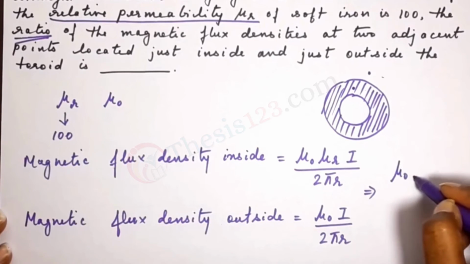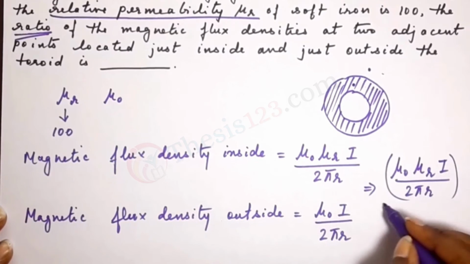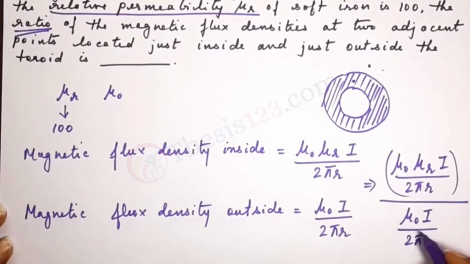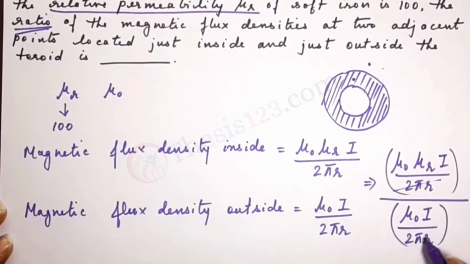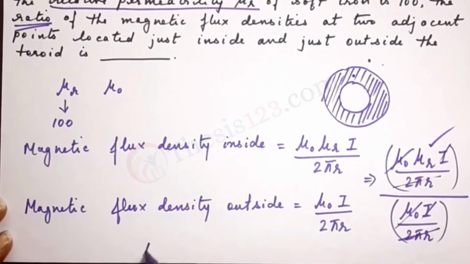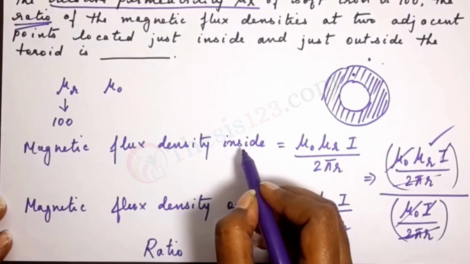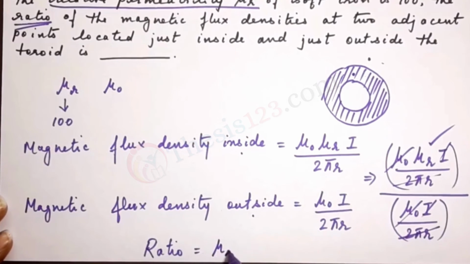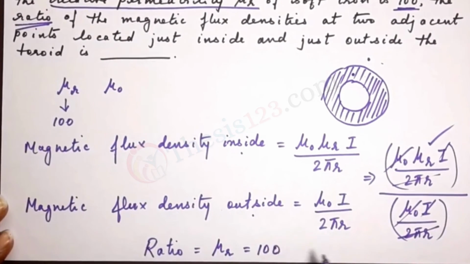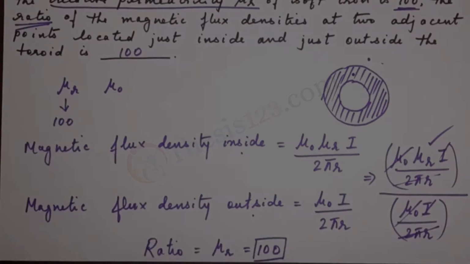Right? Let me write that down here. So that's mu naught, mu r I divided by 2 pi r, divided by mu naught I by 2 pi r. So the denominators go off, mu naught I as well. So we are left with mu r. So the ratio of the magnetic flux densities of the inside to the outside is mu r, the value of which is given to us as 100. So the answer is 100. I hope this has helped.